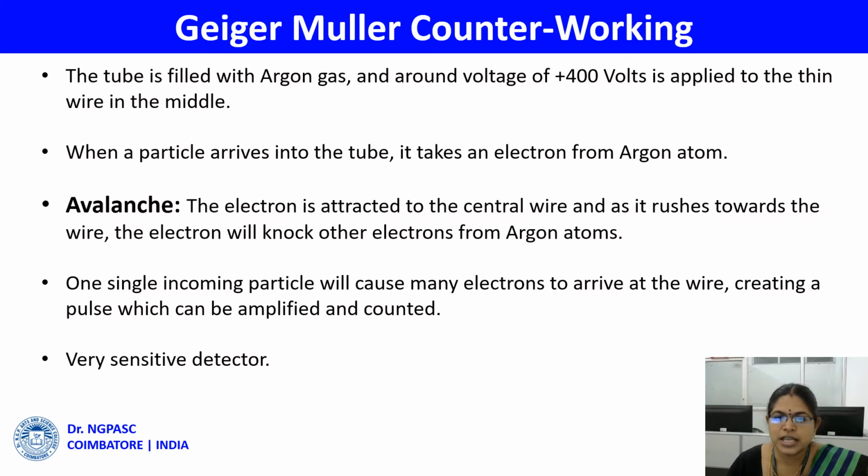That means the electron is attracted to the central wire because it is connected to the positive terminal of the battery, and as it rushes towards the wire, the electron knocks out other electrons from the orbital atoms. So one single incoming particle causes many electrons to arrive at the wire, creating a pulse which can be amplified and counted. So it is a very sensitive detector. It can detect even a single incoming ionizing radiation.